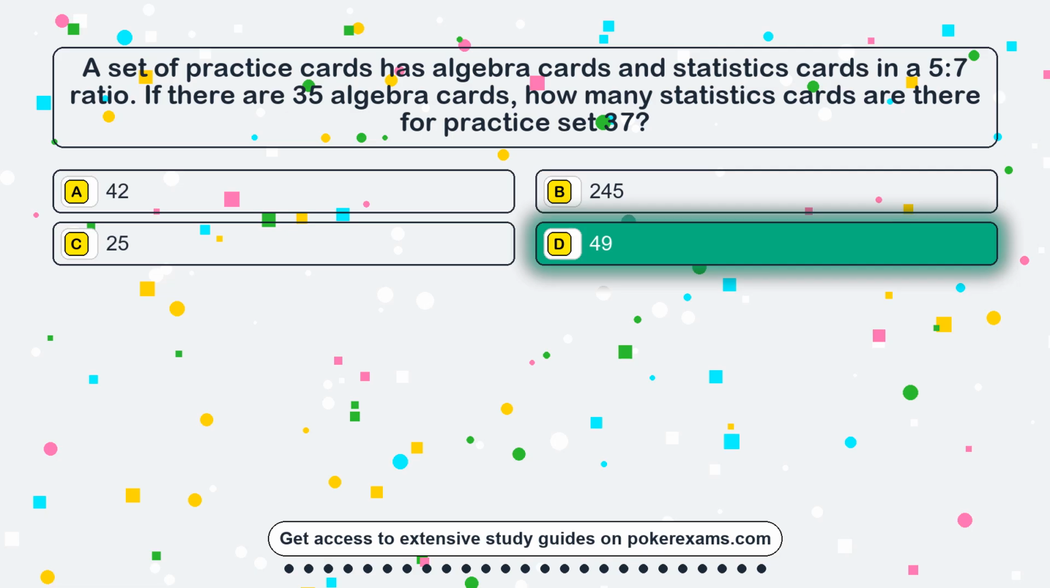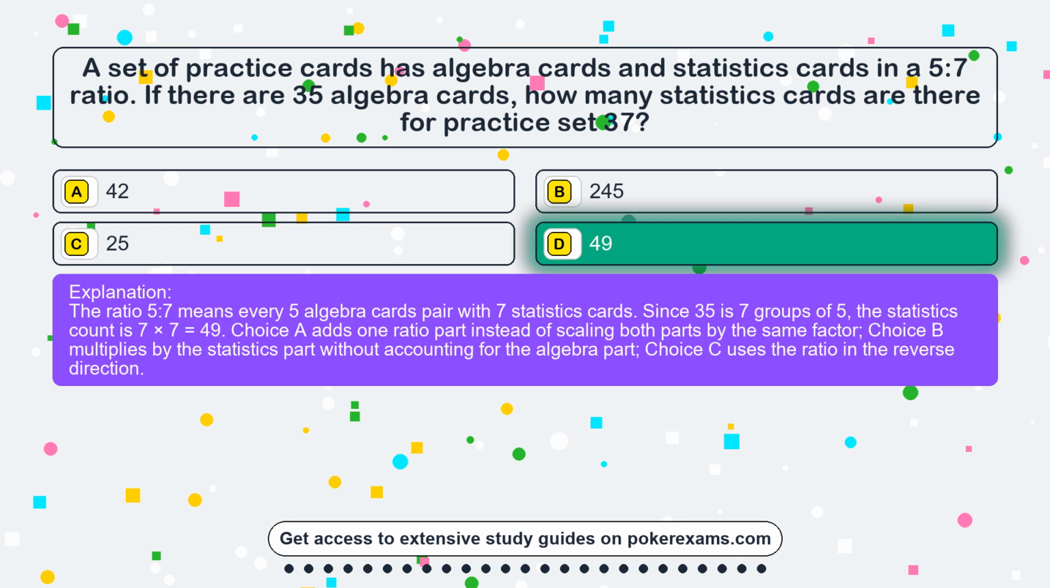The correct answer is option D, 49. The ratio 5:7 means every 5 algebra cards pair with 7 statistics cards. Since 35 is 7 groups of 5, the statistics count is 7 times 7 equals 49. Choice A adds one ratio part instead of scaling both parts by the same factor, choice B multiplies by the statistics part without accounting for the algebra part, choice C uses the ratio in the reverse direction.